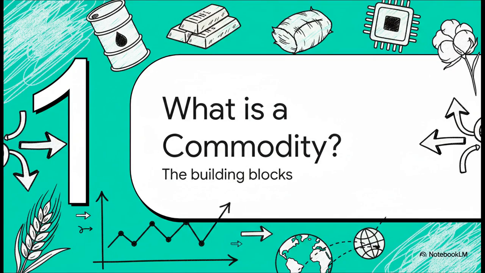Okay, section 1. What is a commodity? At its most basic, you could say it's just a marketable item produced to satisfy a want or a need. But that's way too broad. That could be almost anything. The real definition is a lot more specific and, frankly, a lot more interesting.